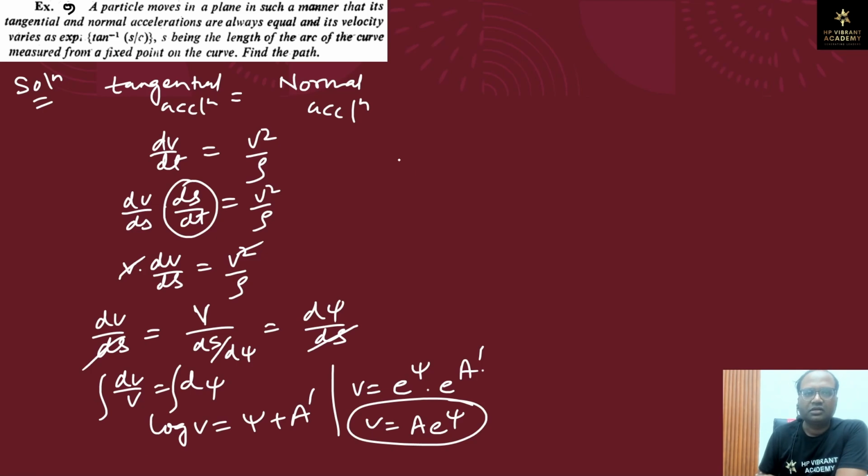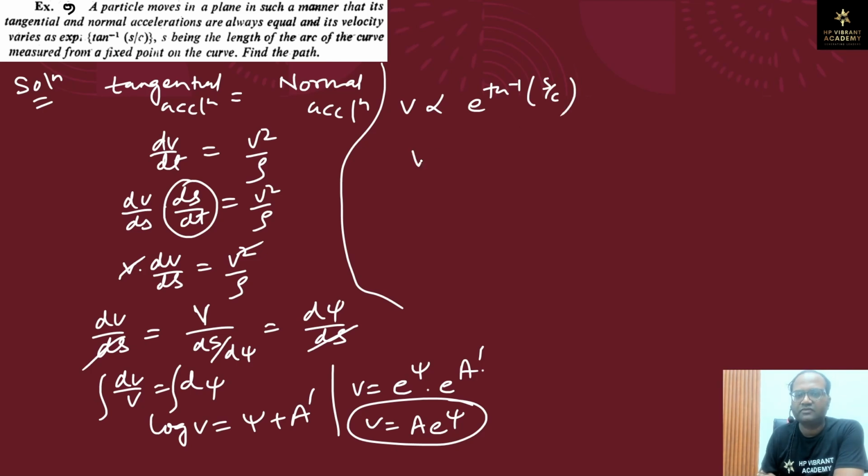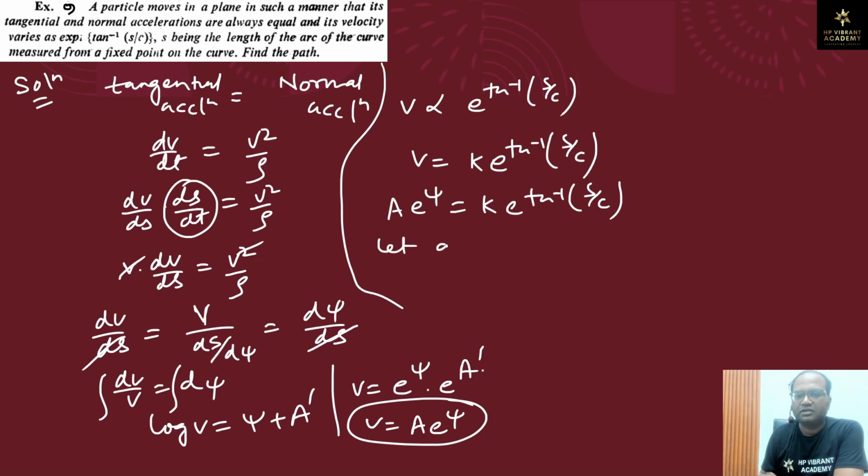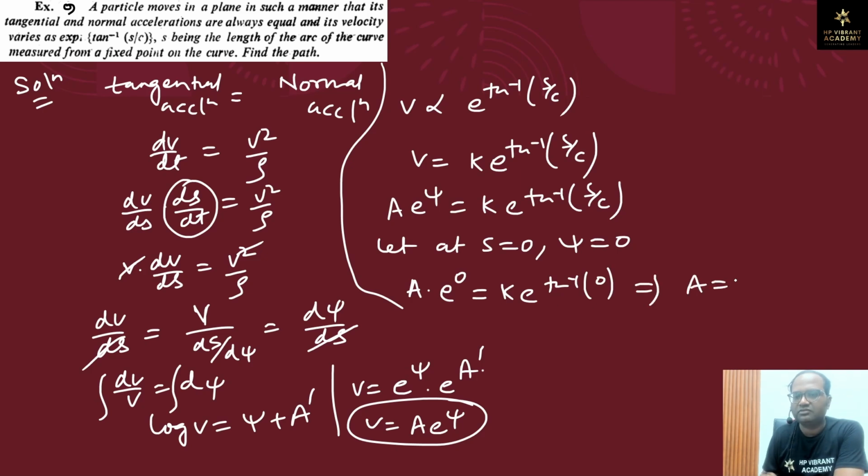Okay. And its velocity varies as the exponential of tan inverse s upon c. So we have velocity is proportional to e to the power tan inverse s upon c. This we can write v is equal to k e to the power tan inverse s upon c. So let us put v is equal to a e to the power psi. So a e to the power psi is equal to k e to the power tan inverse s upon c. Let at s is equal to 0, psi is equal to 0. So let us put this: a into e to the power 0 is equal to k e to the power tan inverse of 0. So from here we have a is equal to k.